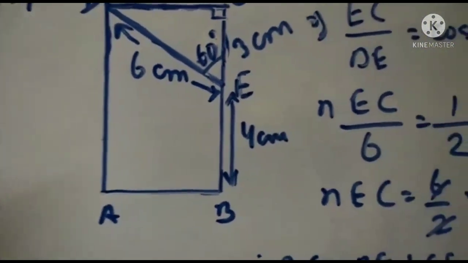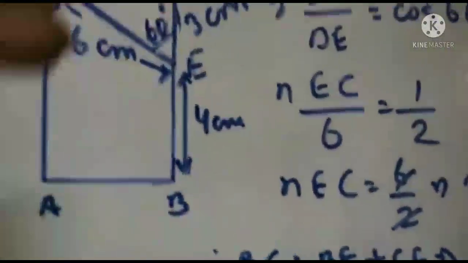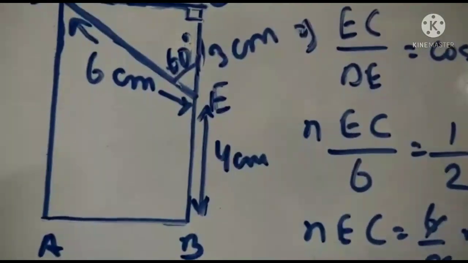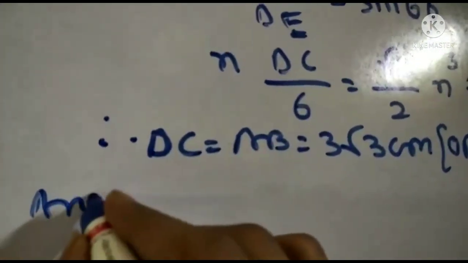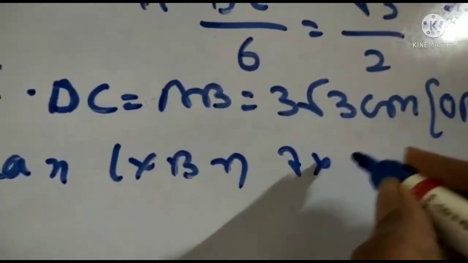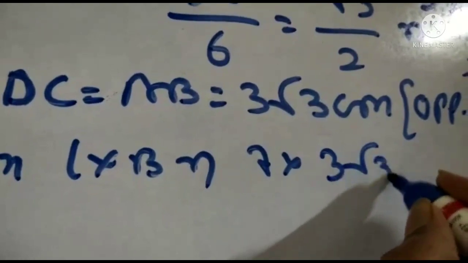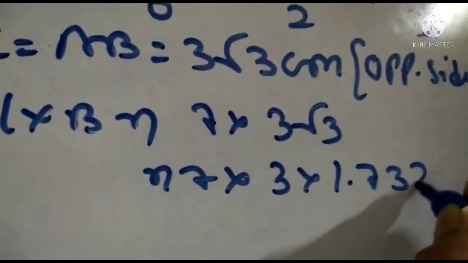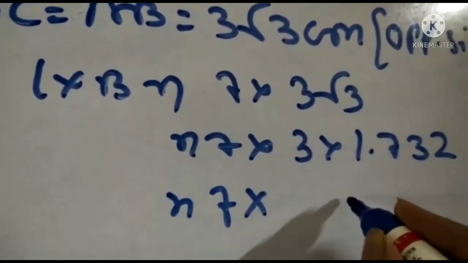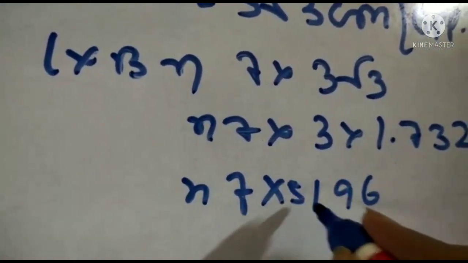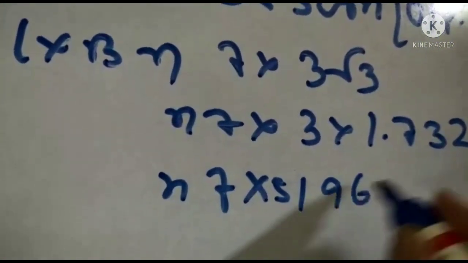Just it is left to find the area of the rectangle. See, length we know. Length means BC we have found 7 centimeter, and DC is 3 root 3 centimeter. Now area will be length into breadth. So length is 7 into breadth is 3 root 3. So 7 multiply 3 root 3 means 3 multiply 1.732. So 7 multiply 5.196, and here it is 1 point.